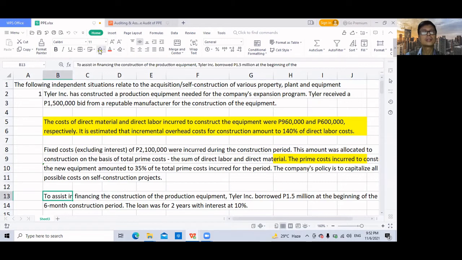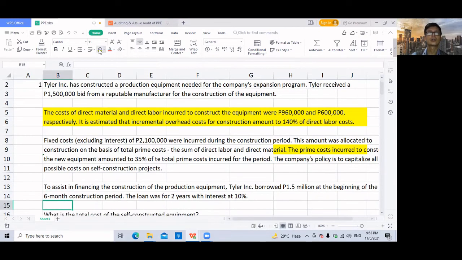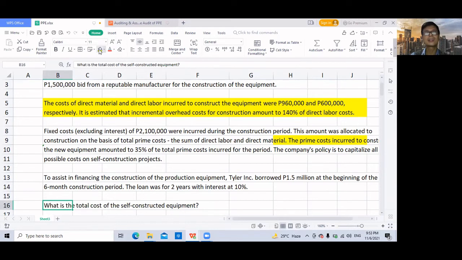Okay, so to assist in financing the construction of the production equipment, Tyler borrowed 1.5 million at the beginning of the 6-month construction period. So the loan was 2 years with 10% interest. Ayan. So ang question is, what is the total cost of the self-constructed equipment? Ayan. So ang gusto natin mapatunayan dito yung assertion, yung valuation, no?